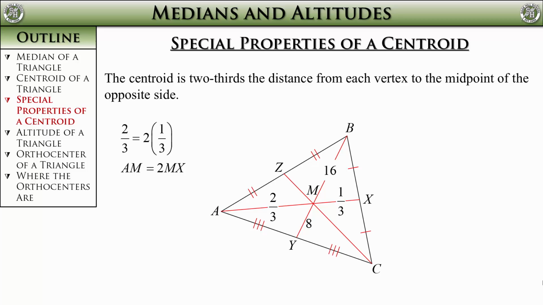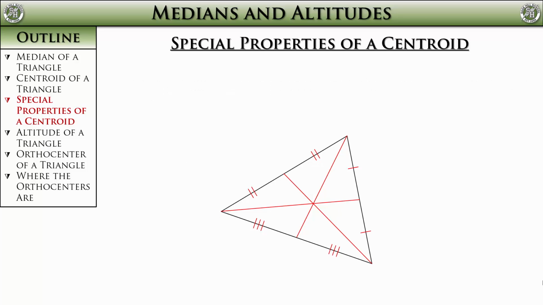Hopefully one of these methods makes sense to you. Somehow you need to be able to work with the fact that the centroid sits 2/3 of the way from the vertex. There are a couple of other properties of the centroid, but they aren't really necessary for this course. They are just interesting side notes. Well, at least I think they're interesting.